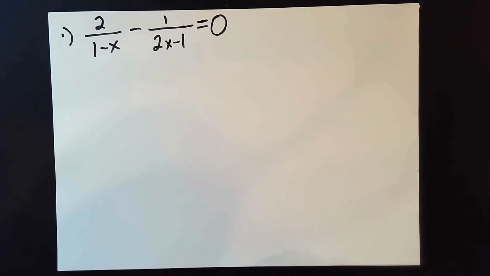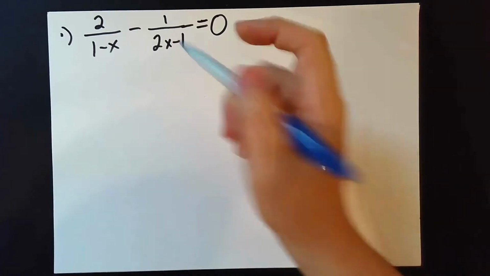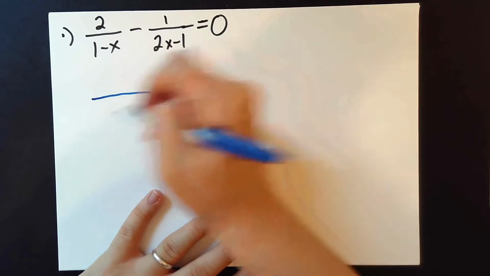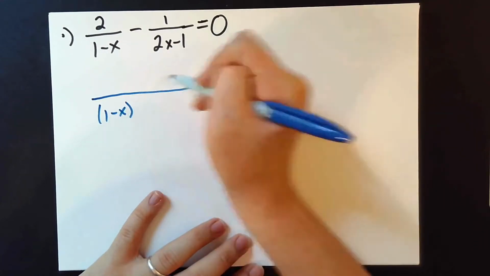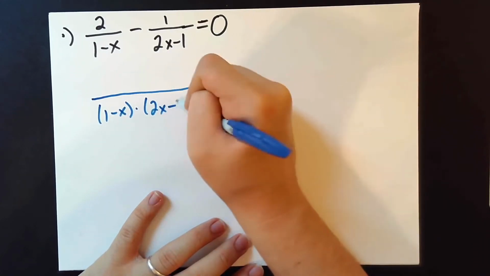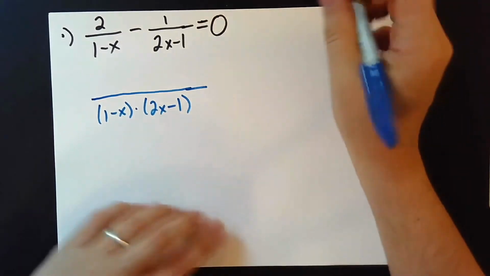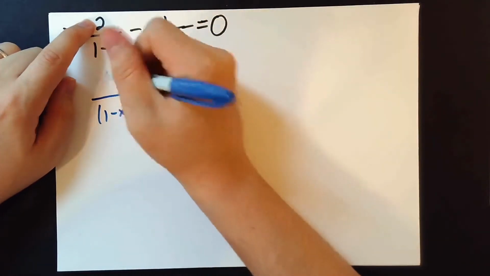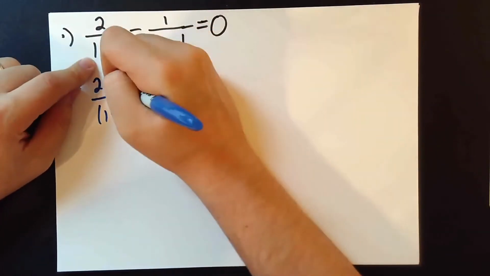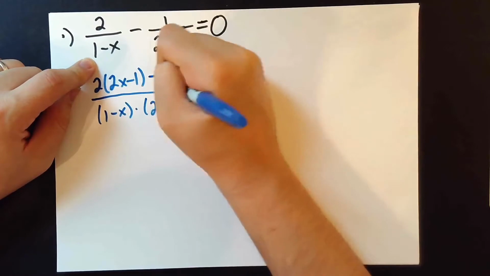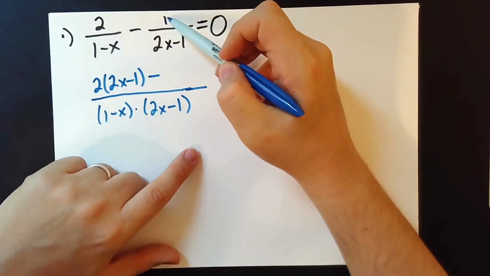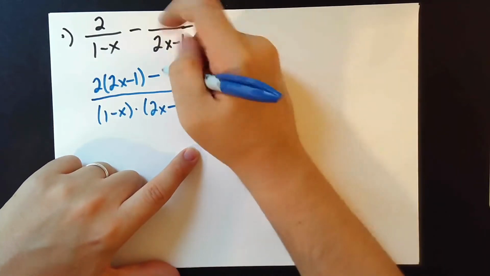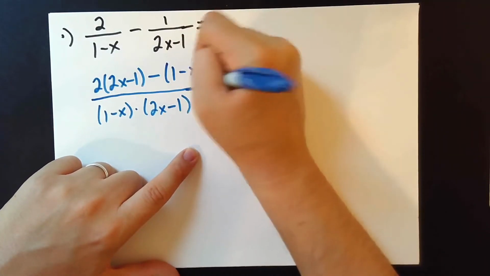So the first thing we can do is to combine these two into a single fraction. That single fraction will have denominator 1 minus x times 2x minus 1. Okay. And when I go to put this 2 over this denominator, I'll have to multiply it by 2x minus 1, minus. And when I go to put this 1 over a denominator of 1 minus x times 2x minus 1, I will need to multiply it by 1 minus x.